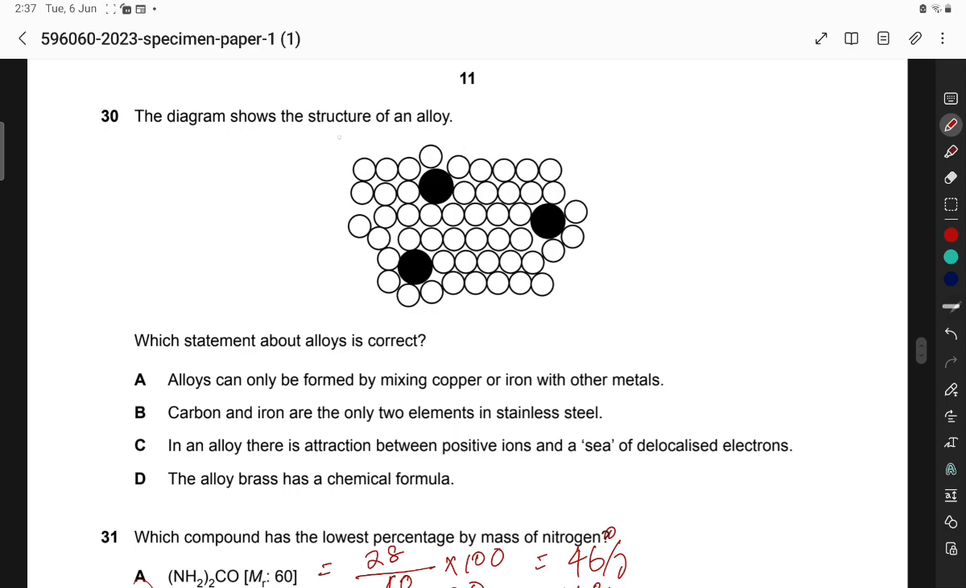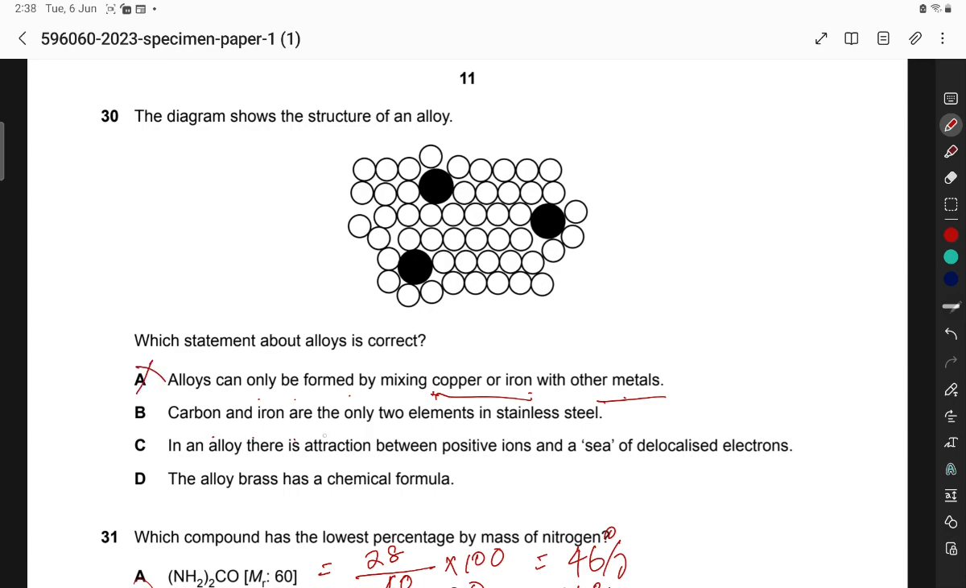The diagram shows the structure of an alloy. Which statement about alloys is correct? Alloys can only be formed by mixing copper or iron with other metals. No, this is not correct, because different other metals can also be used.